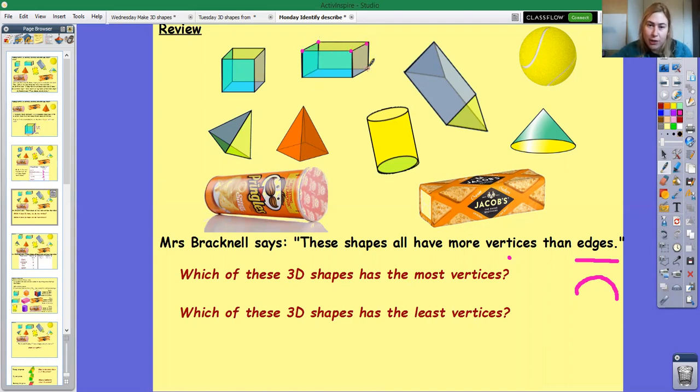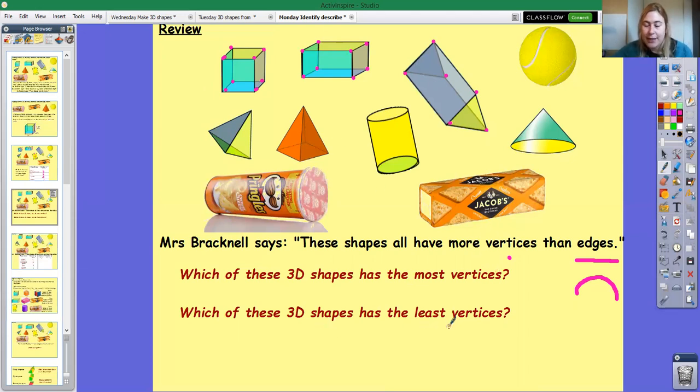I might now go to the bottom and do the same. 1, 2, 3, 4. So 4 and 4 makes 8 vertices. Okay, and I know that my cube has got the same. 1, 2, 3, 4, 5, 6, 7, 8. And it doesn't look like any other shapes have got more than that. This one I think has got a bit less. 1, 2, 3. And then opposite 4, 5, 6. So yeah, it's the cube and the cuboid with the most vertices.